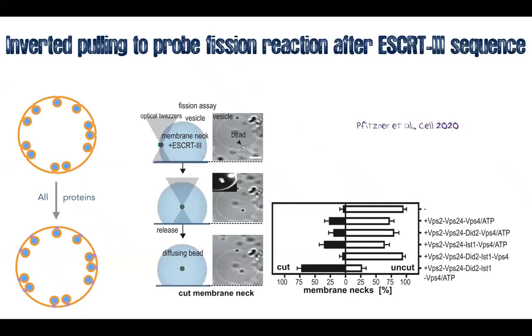And if the bead, once pulled, was released, meaning diffusing freely, that could mean that the fission had occurred during the ESCRT-III treatment. And I want to stress that she did many tests with subcompositions, and none of them worked with the exception of adding all the sequence together. So all the proteins are added together, SNF7, VPS2, 24, D2, IST1, and of course VPS4 and ATP. And in this case, she got up to 75% of beads that would break. So that's really the fission mechanism, this time in the correct orientation.